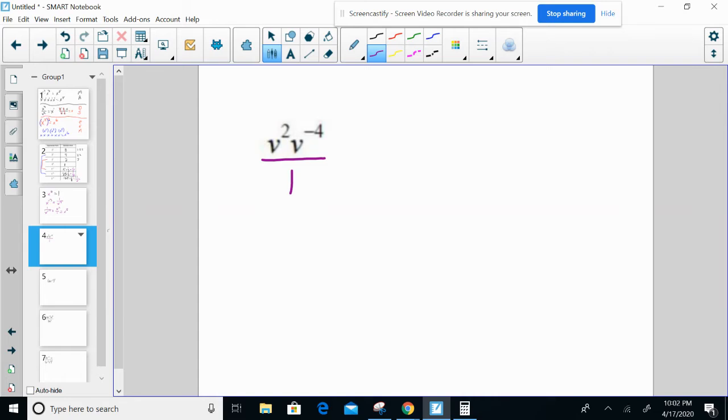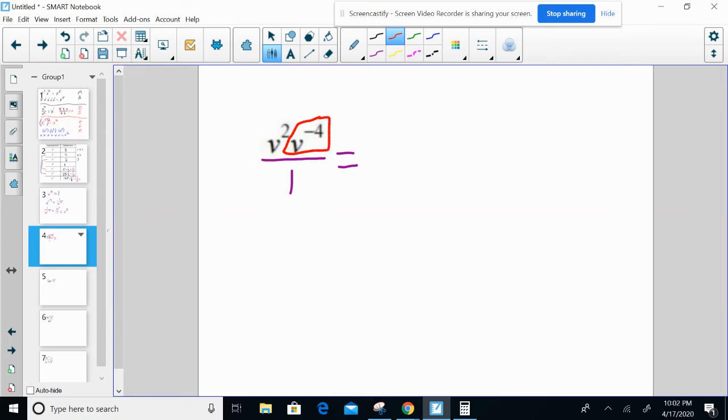So v squared and v to the negative 4. Now, you will never have an answer with a negative exponent in it, ever. Okay? So this is what I mean. We're going to take care of this negative exponent. How do we do that? Now, keep in mind, these are separate. V squared times v to the negative 4.